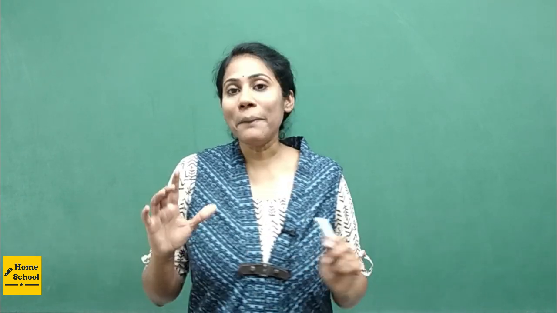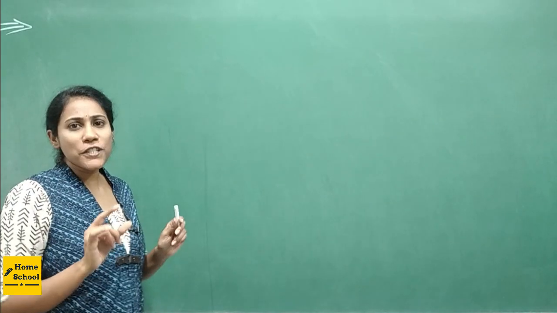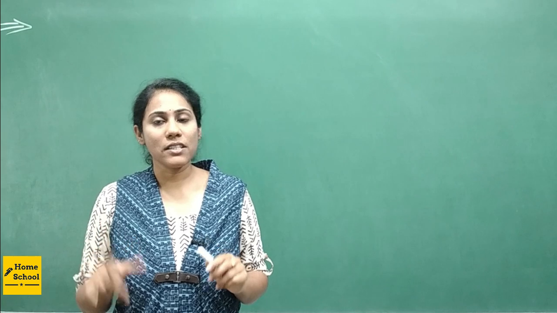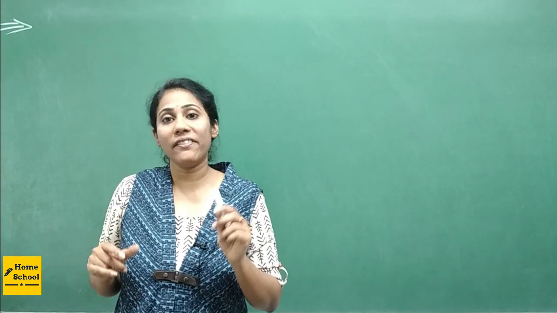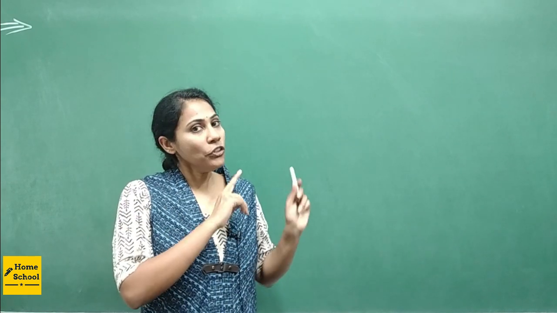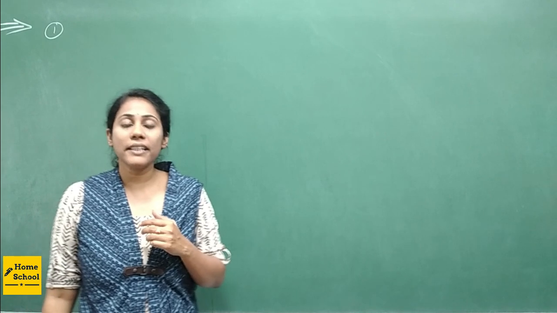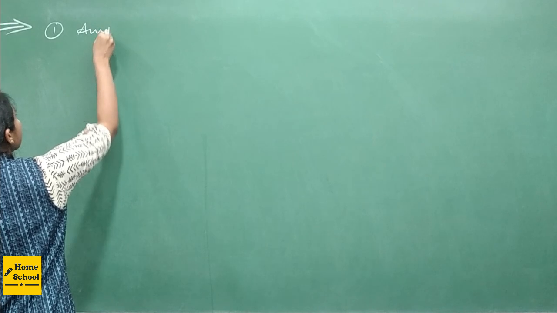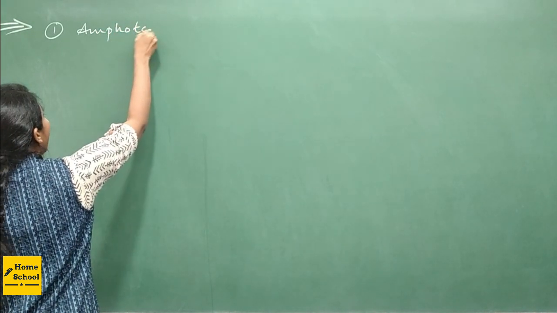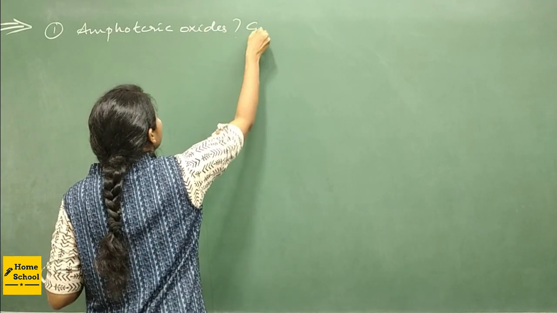Coming to today's class, let's discuss a few questions from the chapter metals and non-metals. Chapter-wise weightage I have already explained in the part 1 video, so for weightage you will have to check that particular part. The first very important question from metals and non-metals is: what are amphoteric oxides? Give an example. Very important, they will ask you.